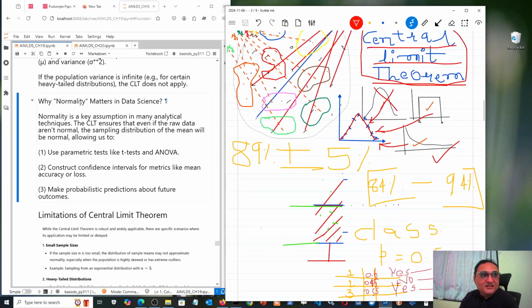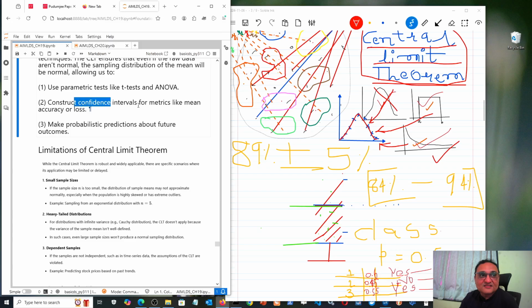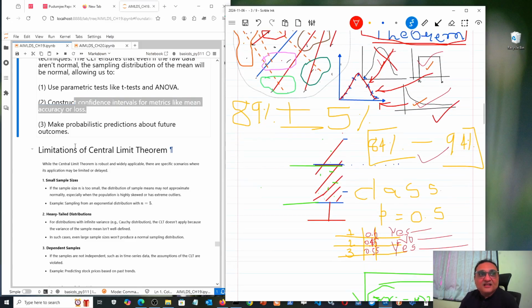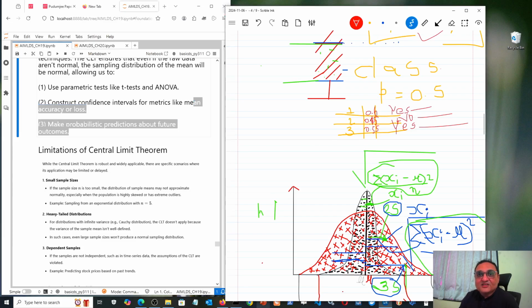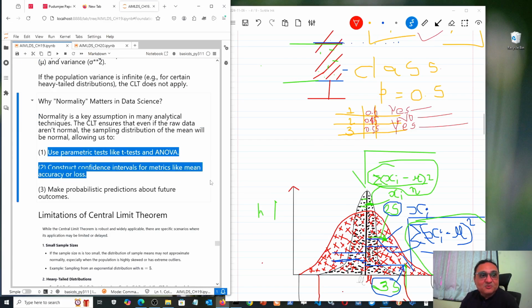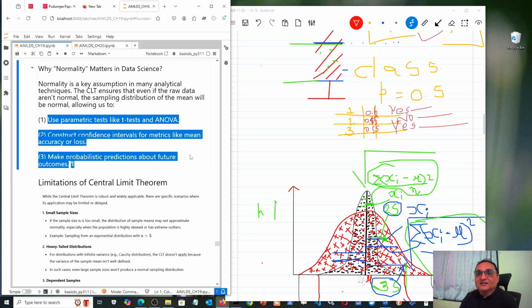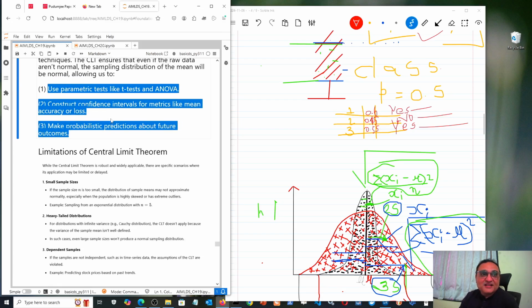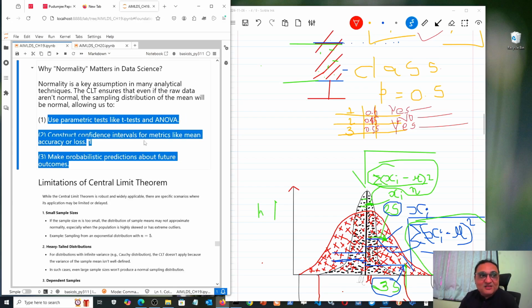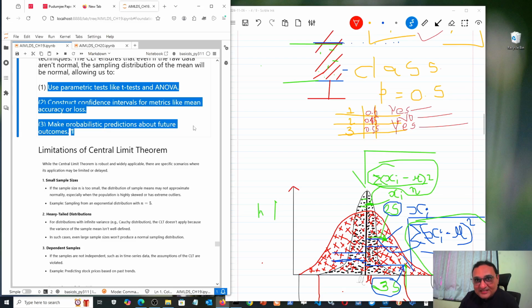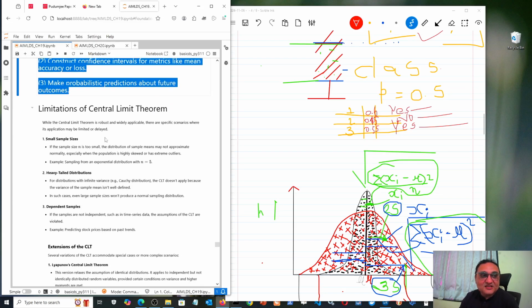So the central limit theorem, the normality of the mean, which the central limit theorem guarantees irrespective of the distribution of the original population, is the basis of three things. It allows us to use parametric tests, it allows us to construct confidence intervals, and it allows us to make probabilistic predictions, right? So now you understand, and you will be surprised, but this is more than 60% of data science. Its name itself is central. Central means it is the heart of data science.